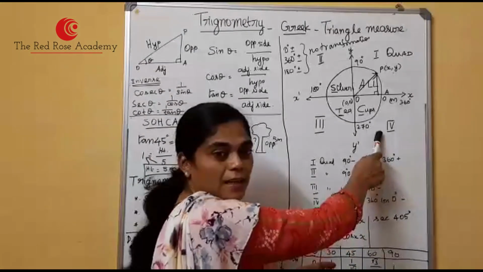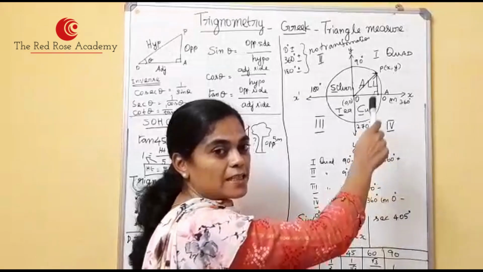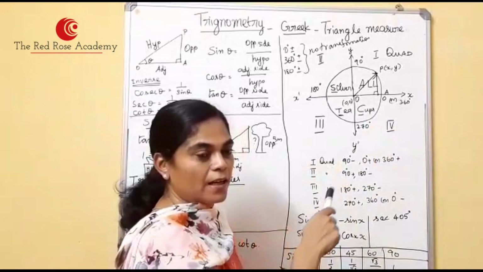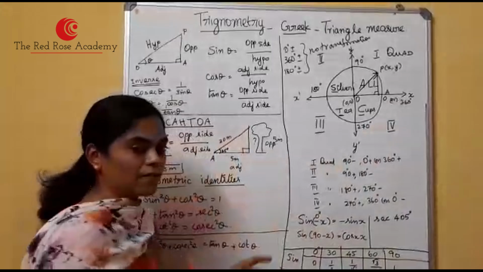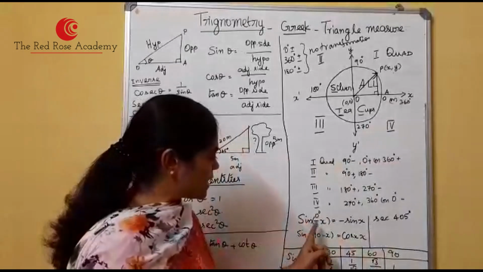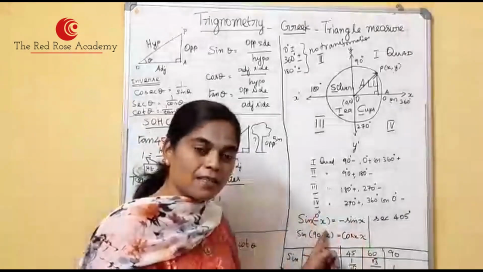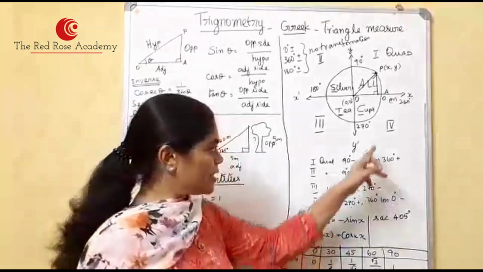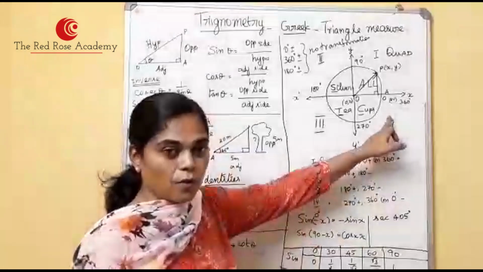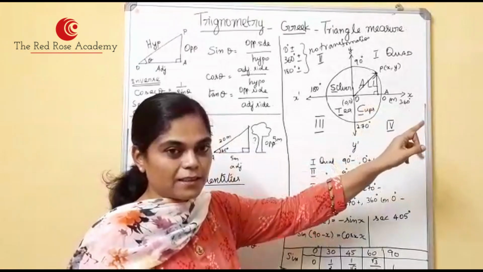Here, since it is in the fourth quadrant, only cos and its inverse are positive. So here it is sine, so it is minus sin x. We can write it like this. What is sine of minus x? Minus sin x. What is cos of minus x? Plus cos x, since cos is positive in the fourth quadrant.